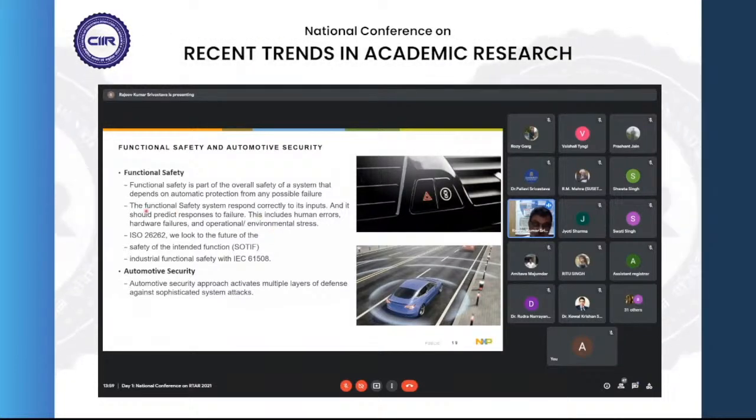This is a very niche field. A lot of people are working on this, and a lot of innovation is still going on. Of course, it is controlled by ISO 26262 because this is related to the safety of people. That's why there is a very strict standard which is followed. And of course, automotive security is always there, to ensure that nobody hacks the car from outside, which is very dangerous.